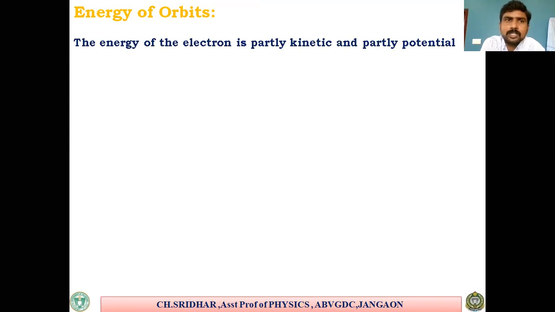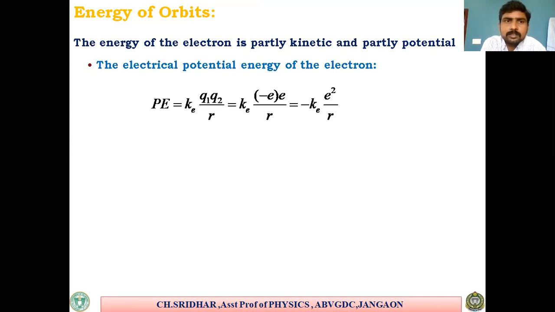The energy of the electron is partly kinetic and partly potential. The electric potential energy is generally calculated as U equals 1 by 4 pi epsilon naught into Q by R. So PE is equal to Ke into Q1 Q2 by R, where Ke is the constant equal to 1 by 4 pi epsilon naught, Q1 is the charge of the electron, and Q2 is the charge of the nucleus. It is minus Ke e square by R.